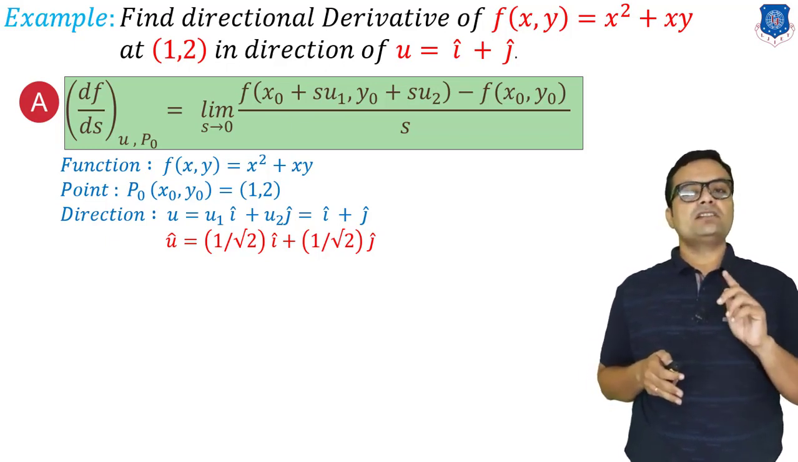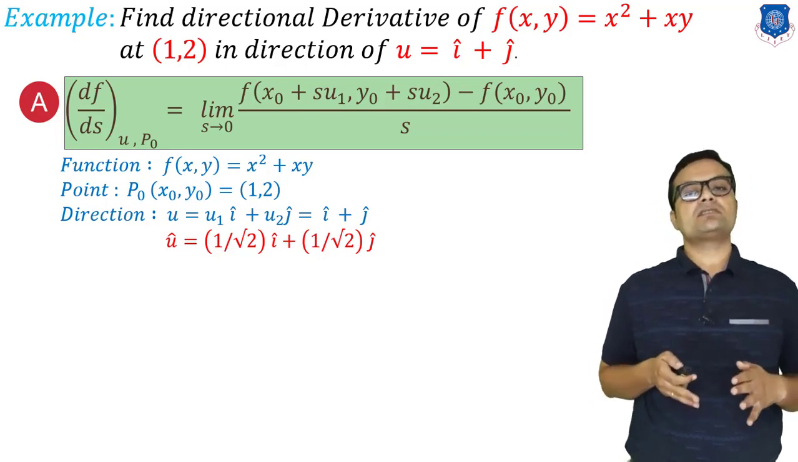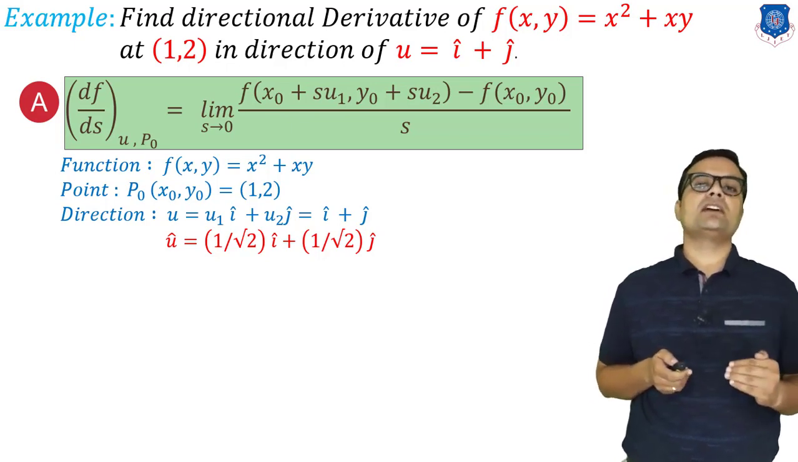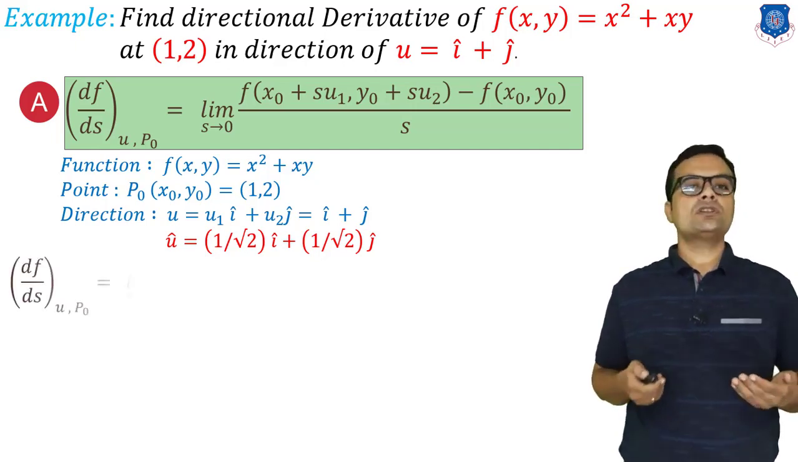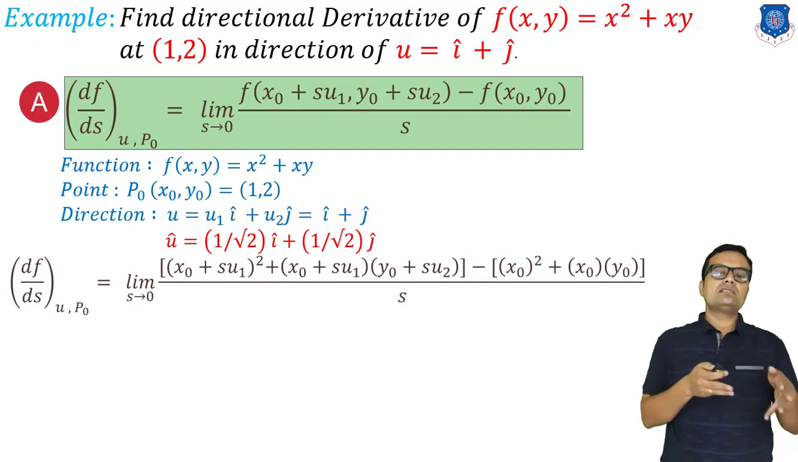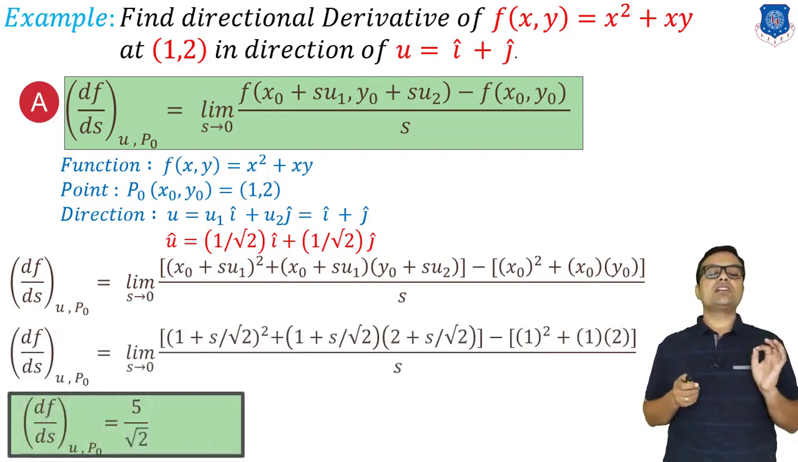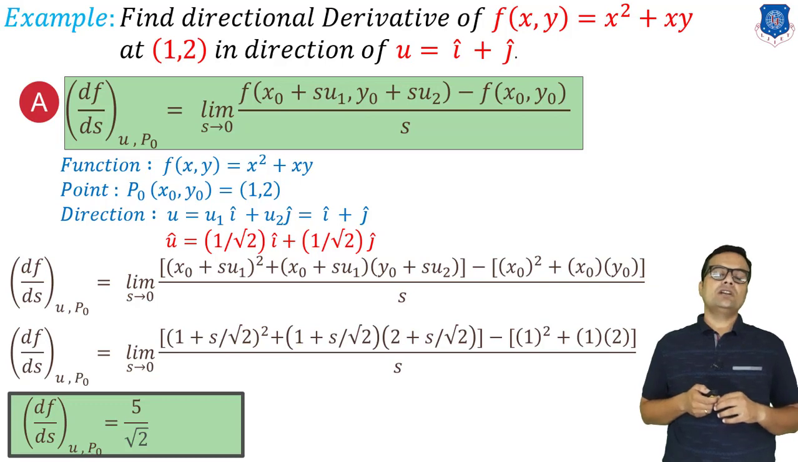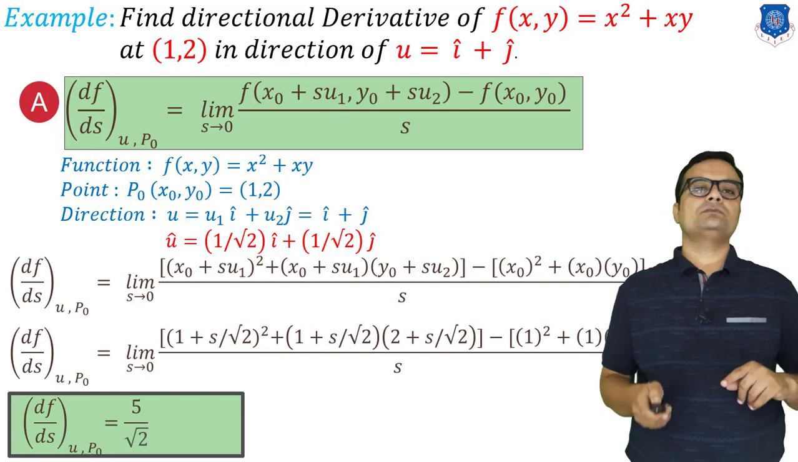Now here the given direction is not in the form of a unit vector, so I am finding the unit vector in the given direction by dividing the direction by its own magnitude. So it will give me 1 over root 2 i plus 1 over root 2 j. Taking all these values into the limit and simplifying it, ultimately it will give me the final answer 5 over root 2. This is how you can find the value of directional derivative.